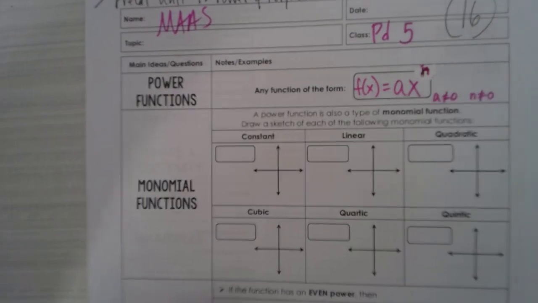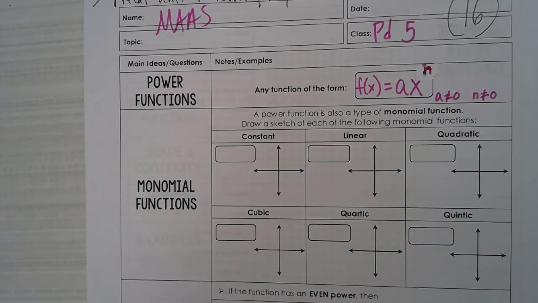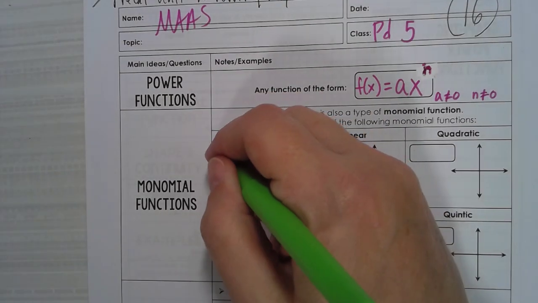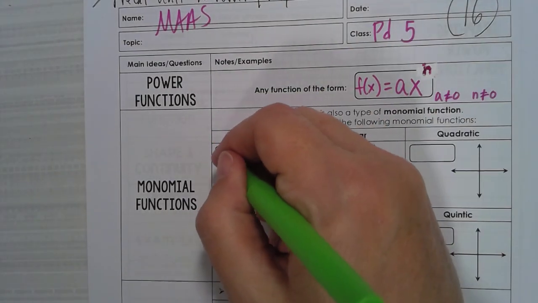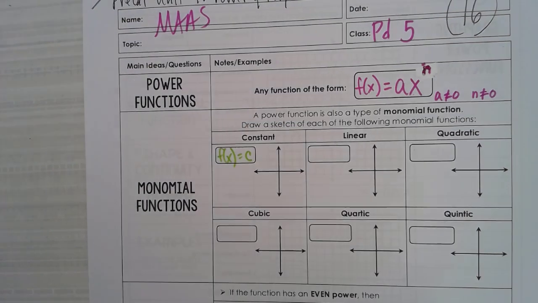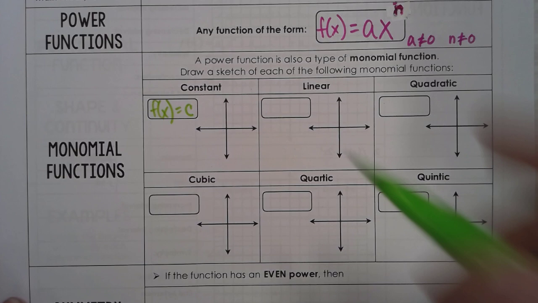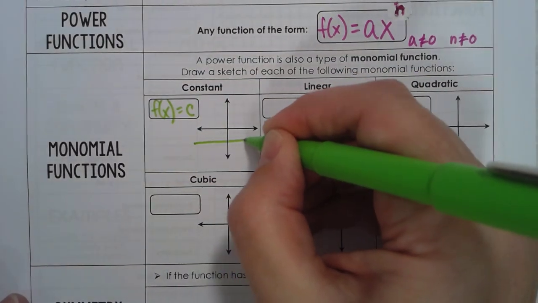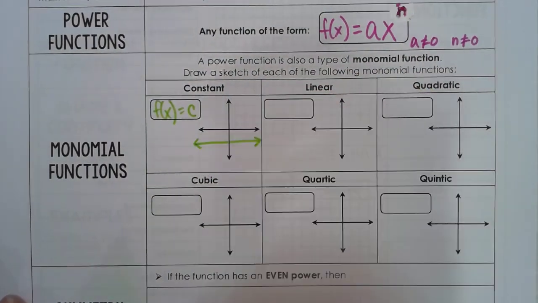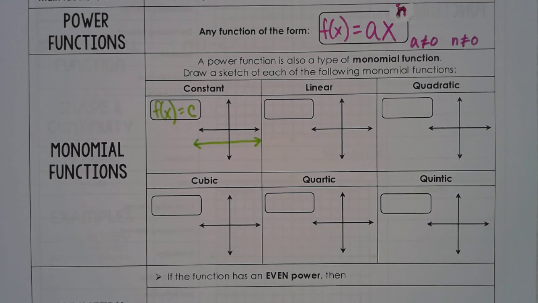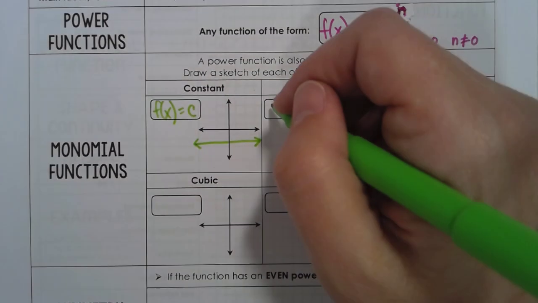All right, so all of our different functions that we've talked about so far, we have constant, where our function is just a number. They usually use the letter C for that, for the word constant. And that's just going to be a horizontal line. Y equals 2. Y equals -7. Horizontal line. Nothing fancy about that.